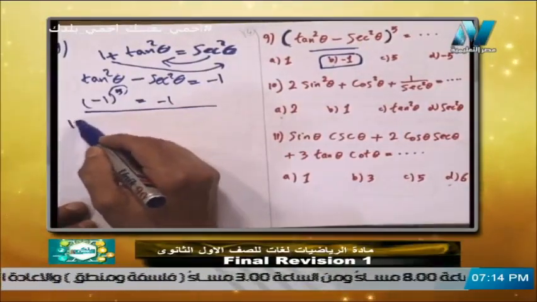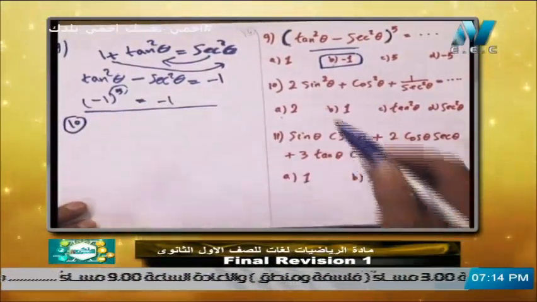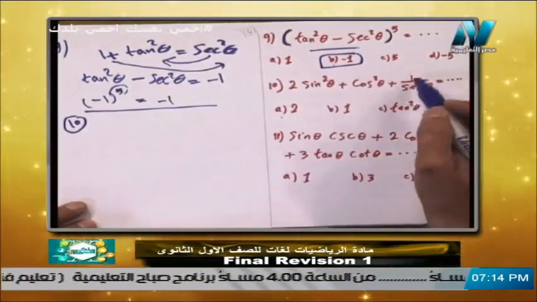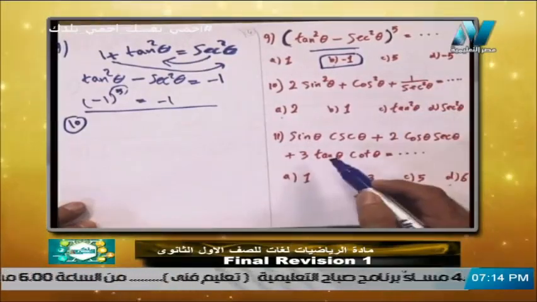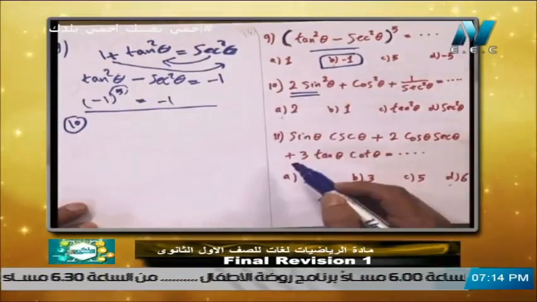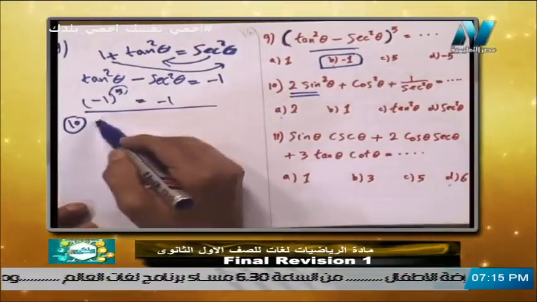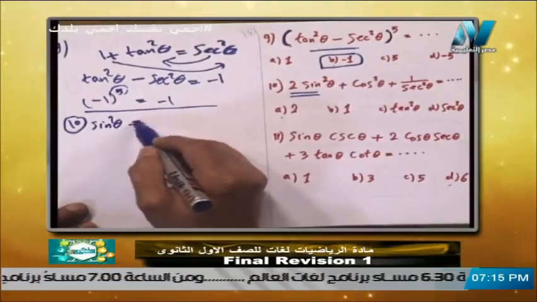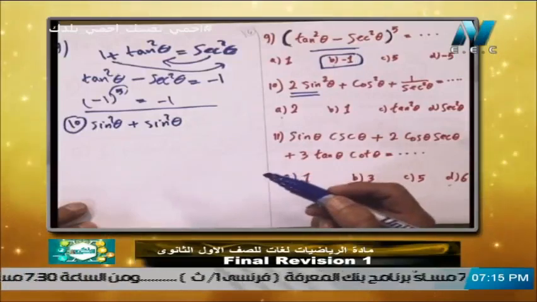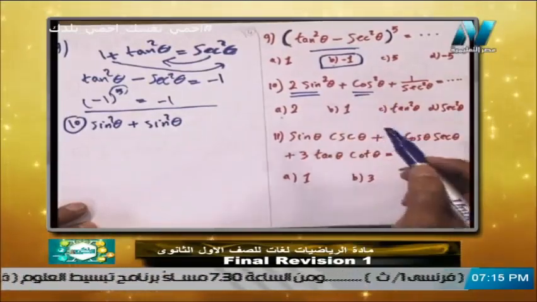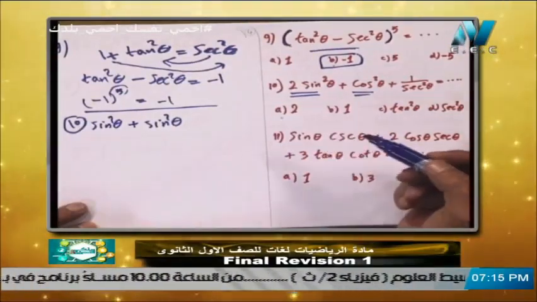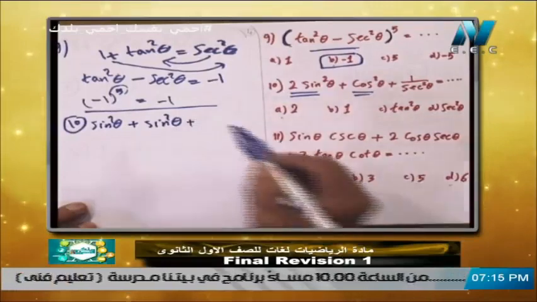We also have question number 10 here. 2 sine power 2 theta plus cosine power 2 theta plus 1 over sec power 2 theta equals what? Here, we can expand 2 sine power 2 theta as sine power 2 theta plus another sine power 2 theta. Why did we do that? Because we have cosine power 2 theta, and we know that sine power 2 theta plus cosine power 2 theta equals 1. So we want to simplify it.